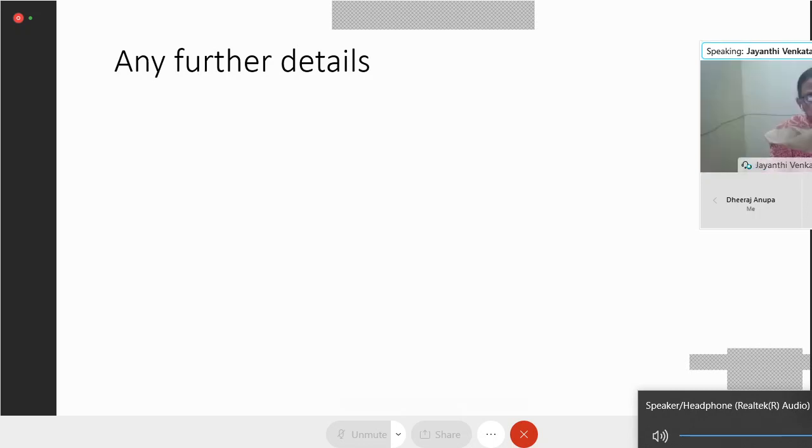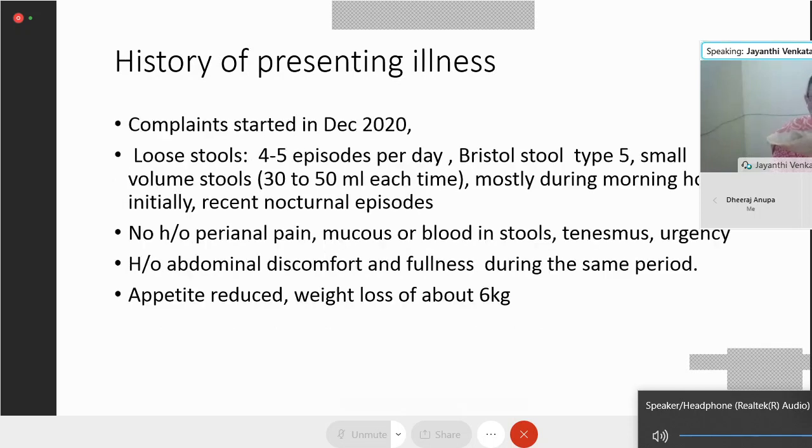How often have you seen tetany or proximal muscle weakness in patients with electrolyte imbalance? Quite uncommon, no? What are the questions you would like to ask based on this history? What do you think is the cause of this abdominal discomfort and fullness? Any relevance to this? Any comments on this abdominal discomfort and fullness during the same period?